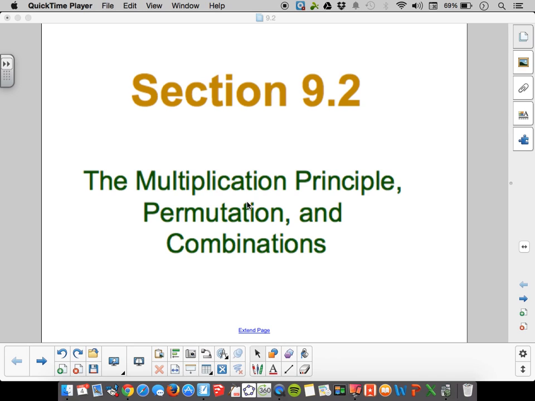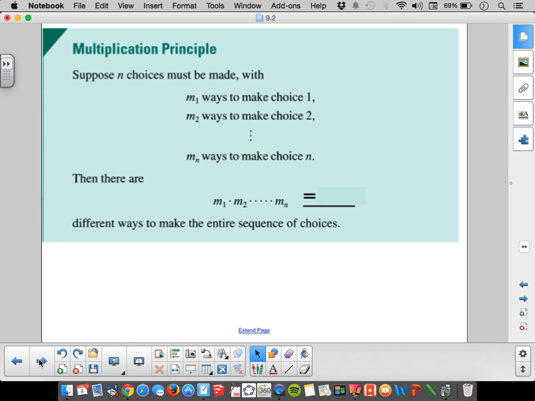In section 9.2, we're talking about the multiplication principle, permutations, and combinations. And we're going to talk about the differences between permutation and combination towards the end of the lesson. In section 9.2, we need to understand the multiplication principle.